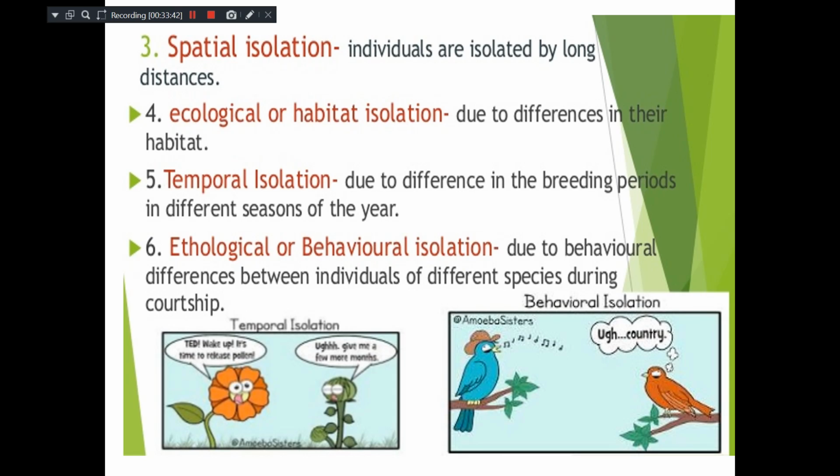Then sometimes it may be spatial isolation. Individuals are isolated by long distances, which they never cover. For example, the elephants will be a good example in my opinion. You take the example of Karnataka. Karnataka is known for its elephant population. 25% of the Indian elephant population is found in Karnataka.